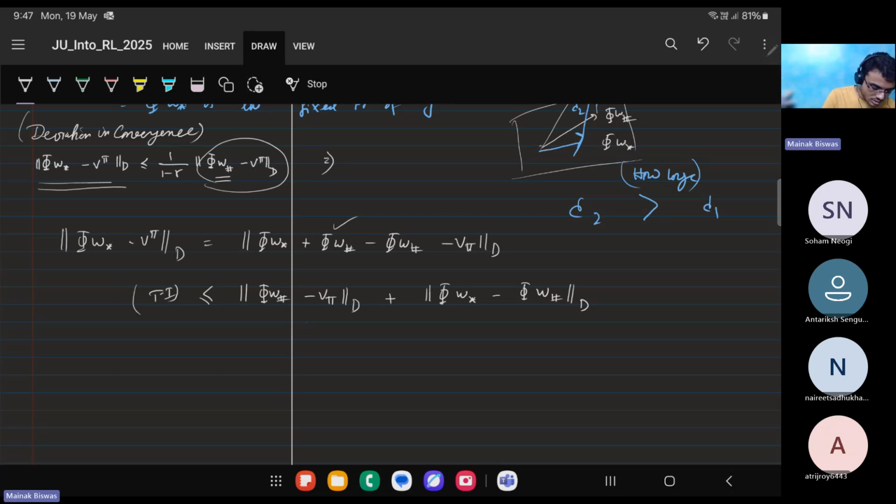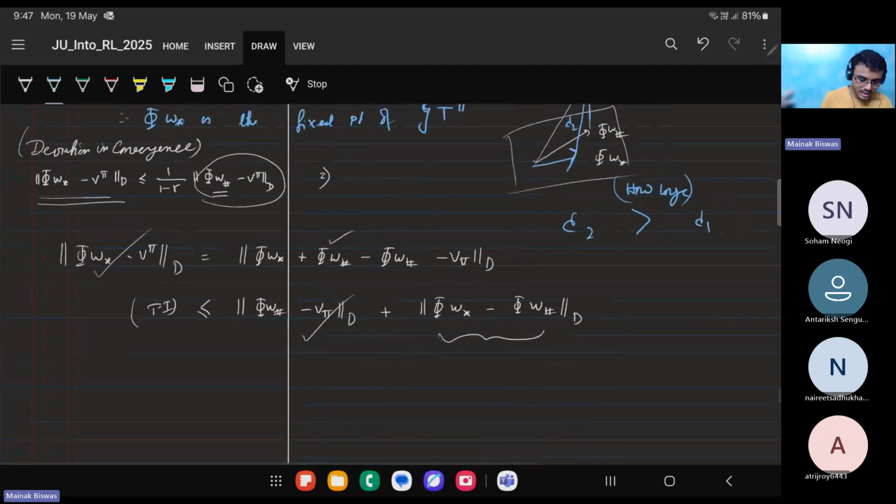Okay, so we have got the equation that I wanted. Two sides I have got. I just want to play with this term and try to express this term in either of these terms. Let's try and do that. So how do I do that? Let us consider this phi of W star minus phi of W hash D. We have just now proved one theorem. Can you tell me what the theorem was? We have showed that this is a fixed point.